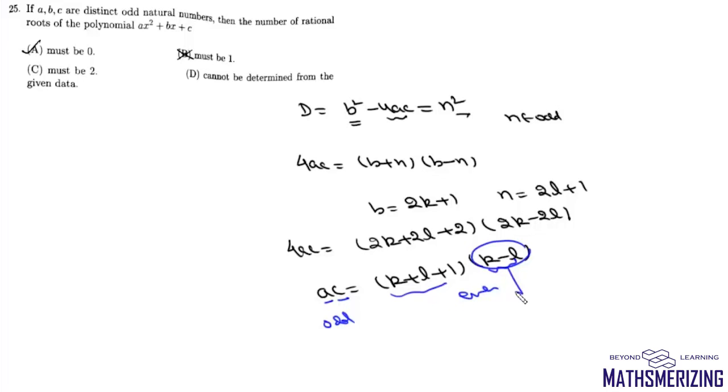If we consider the other case when k minus l is odd, then k plus l will also be odd. In that case, k plus l plus 1 will be even. So in either case, the right hand side will always be an even number and the left hand side will be an odd number. So there cannot be any solution to this equation. So the number of rational roots of this polynomial must be 0, and that's your option A.